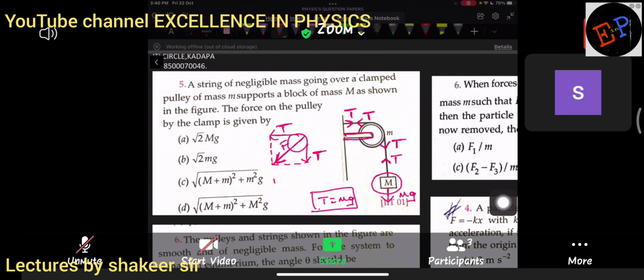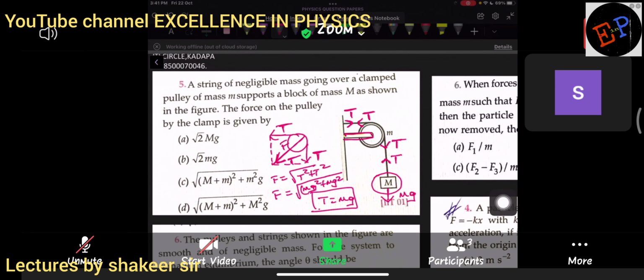Can I write F is equal to square root of T square plus T square? Because a right-angled triangle is created. If this is T, this is also T. So F is equal to square root of T square plus T square. T value is Mg, so F equals square root of (Mg) whole square plus (Mg) whole square. So this is the resultant force which is acting on the pulley. Are you able to understand?